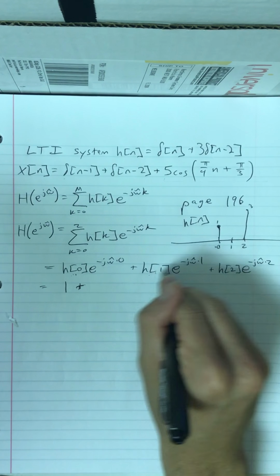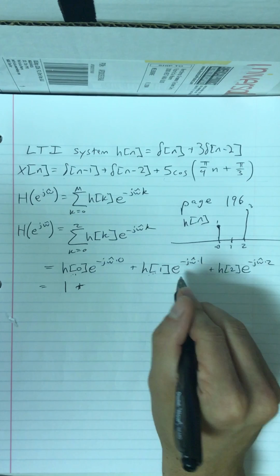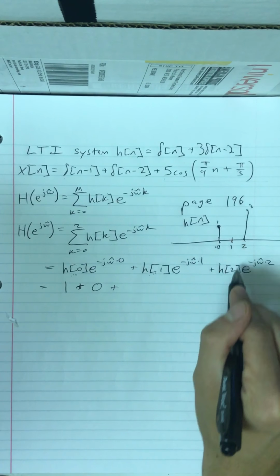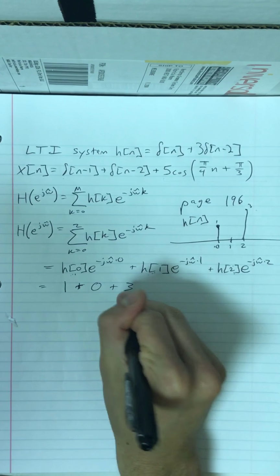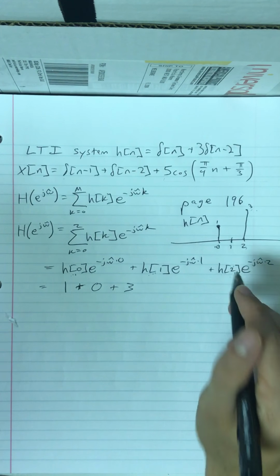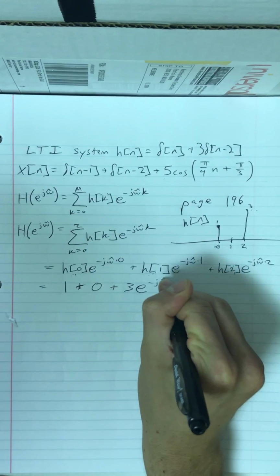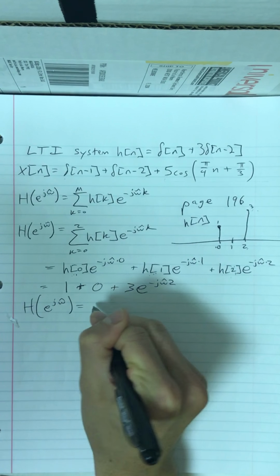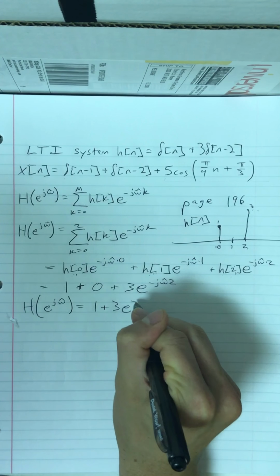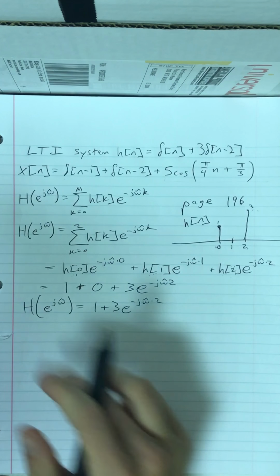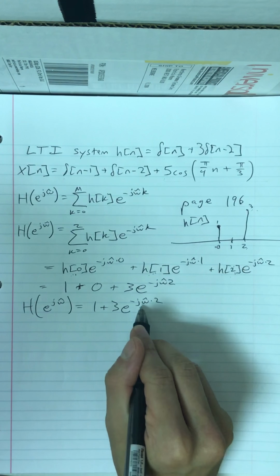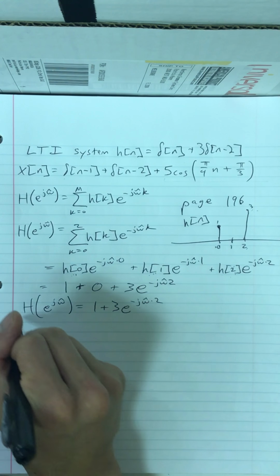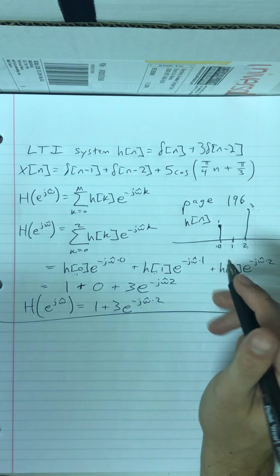h at 1, well, that's going to be a 0. 0 times whatever, that's going to be a 0. Plus h at 2. Okay, that's going to be a 3, e to the minus j omega hat 2. So here is our frequency response for the system. Notice it's a complex number and it's a function of omega hat. Okay. So let's finish off this problem.